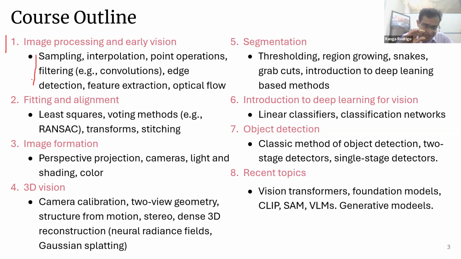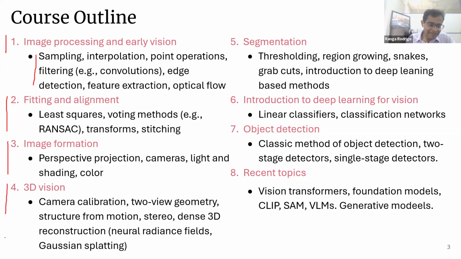Now, this is the very basics of image processing. Afterwards, we will go into slightly higher level computer vision tasks called filtering and alignment. I will describe them later in the slides. So least squares fitting, voting methods, RANSAC, transforms, image stitching. We will talk about those things. Then we will discuss how images are actually formed using cameras, how light goes through the camera and an image is formed, briefly about color also.